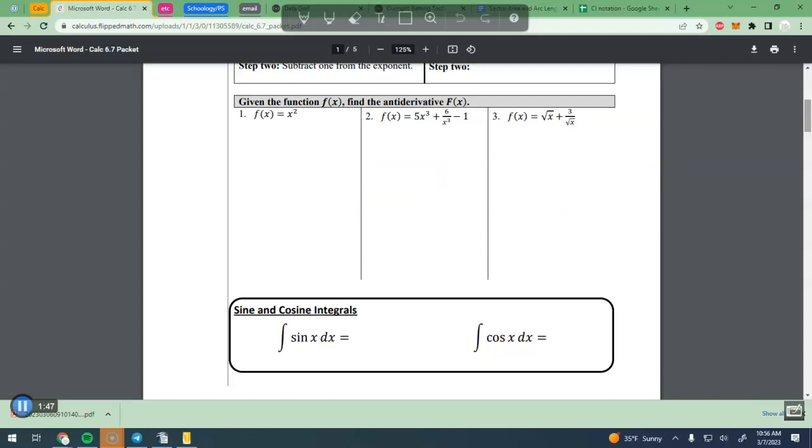Alright, number 3. So I'm going to rewrite. So that's x to the 1/2, right? And then it will be x to the negative 1/2, because it's x to the 1/2 on the bottom, and I'm going to bring it up top. Okay there? Then do your rules. If you haven't tried it, try it right now. If you did the notes, you already did it, but if you didn't, give it a shot.